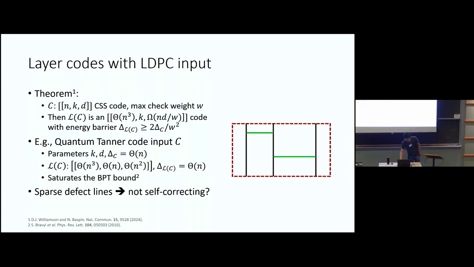And so if we want to use these layer codes as self-correcting memory, then we have this puzzle, which is, we have this energy barrier, but at the same time, if you have an LDPC code as input, that means, by the construction, we're not going to have a lot of defect lines, right? Because there's only defect lines if a given qubit actually is in the support of a check. And so we're going to have a situation where you just have a bunch of surface code layers with very sparse defect lines. Most of the code is just surface code. So actually, maybe you would expect it not to be self-correcting.